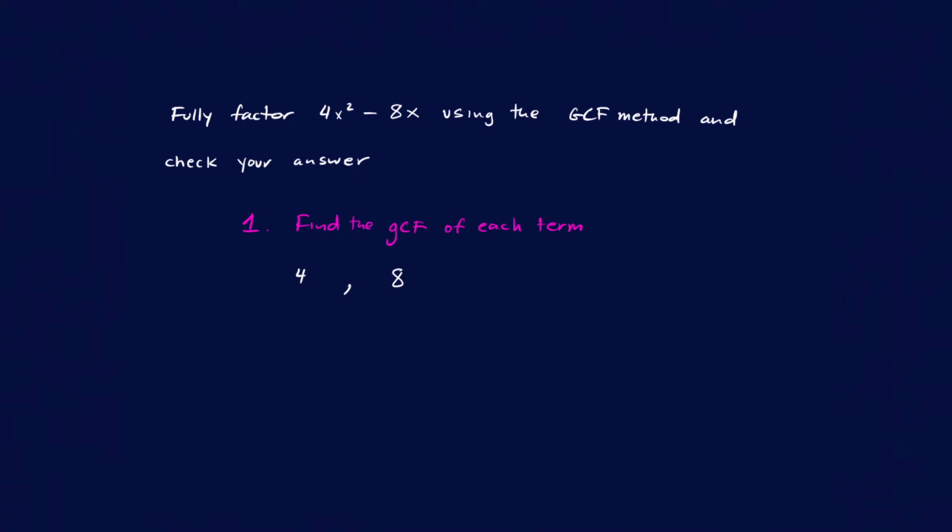So the greatest common factor between these two numbers is equal to 4, right? Because we can divide both of them by 4 and still get a whole number. So the greatest common factor equals 4.